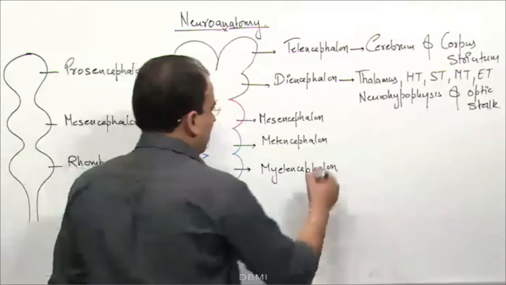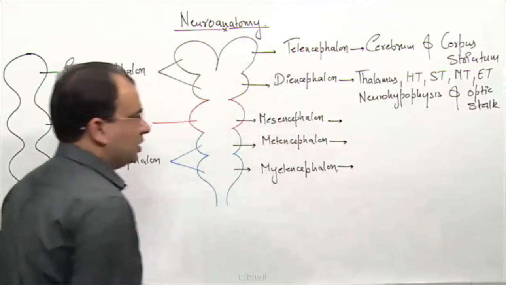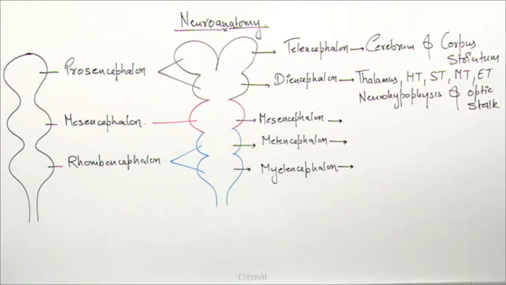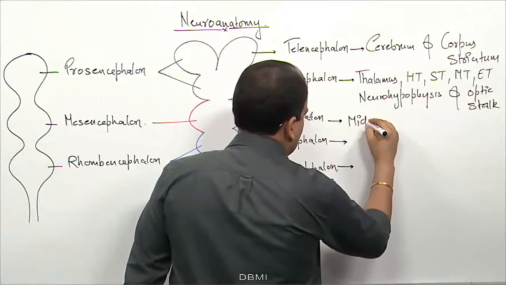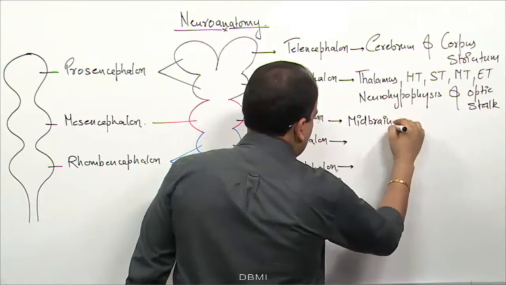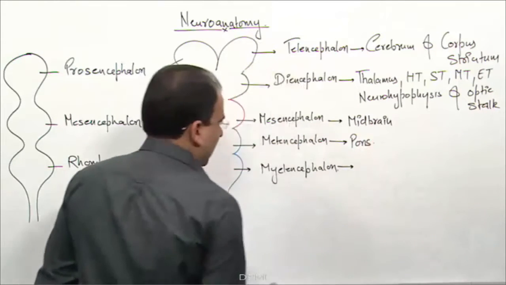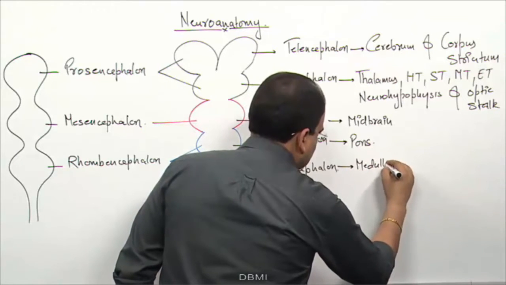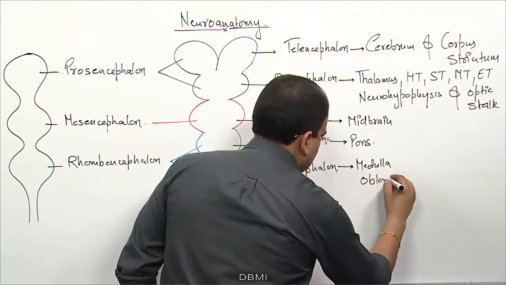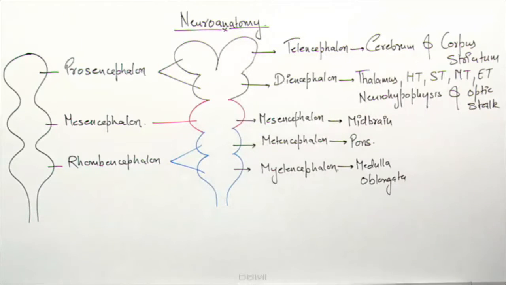Mesencephalon, metencephalon and myelencephalon are the three parts of the brainstem. The mesencephalon will give rise to the midbrain, metencephalon to the pons, and myelencephalon to the medulla oblongata. Midbrain, pons, and medulla oblongata.